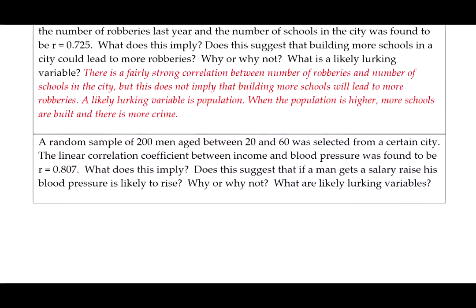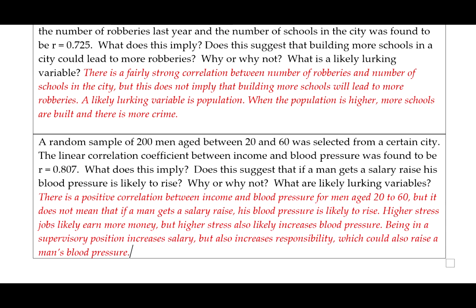Again, this is not a valid experiment, and so therefore, even though our correlation coefficient of 0.807 indicates a positive relationship between income and blood pressure, it's not a cause and effect relationship. There is a positive correlation between income and blood pressure for men aged 20 to 60, but it does not mean that if a man gets a salary raise, his blood pressure is likely to rise.